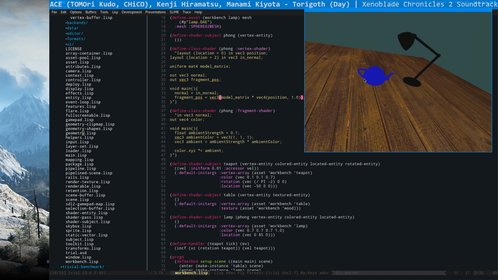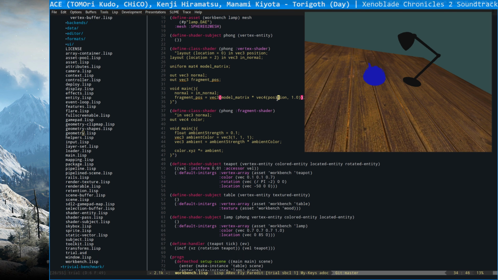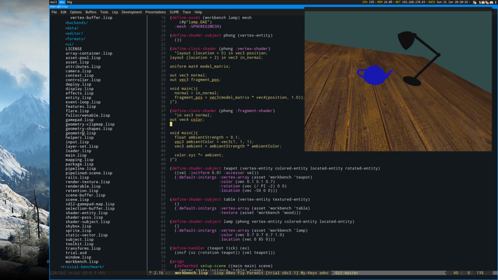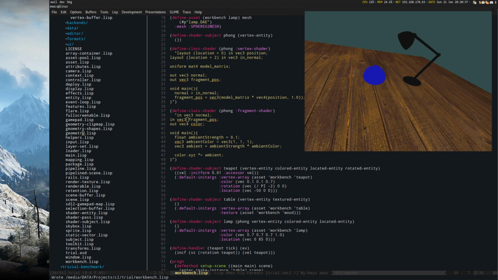Anyway, so these are the three things, and in order to properly calculate the differences, we don't want the vertex position to be in model space, we need it to be in world space. That's why we're doing this here. And we're passing this out so that we can access it in the fragment shader. So we have another in fragment pass. That's not a vec4. Okay.